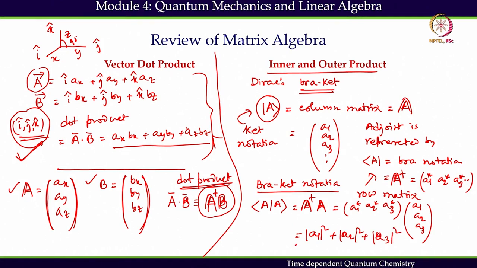And the norm is given by the square root of this inner product. The square root of the inner product, I get the norm. Similarly, this is called the inner product we are representing. So this is the inner product.